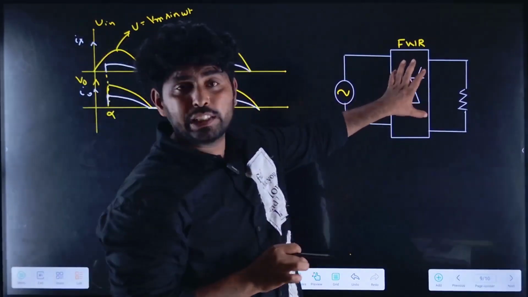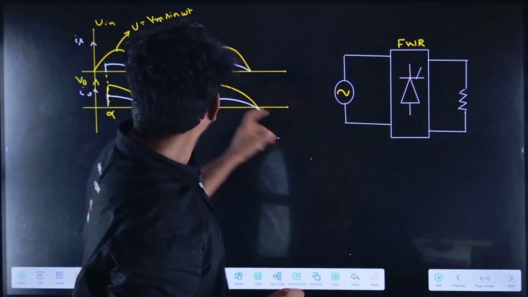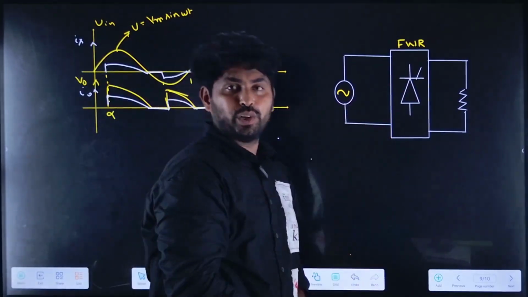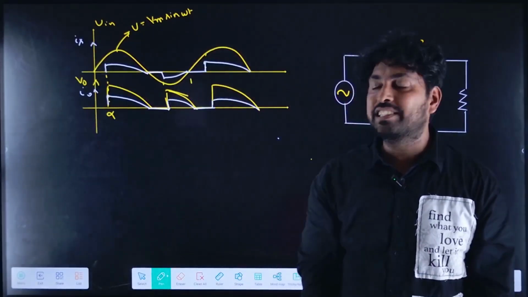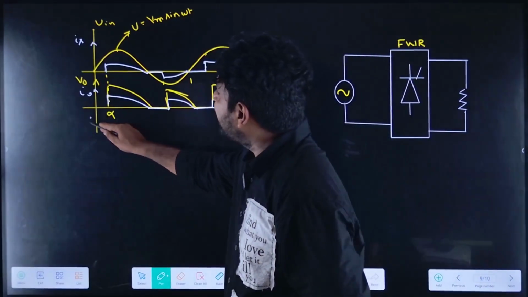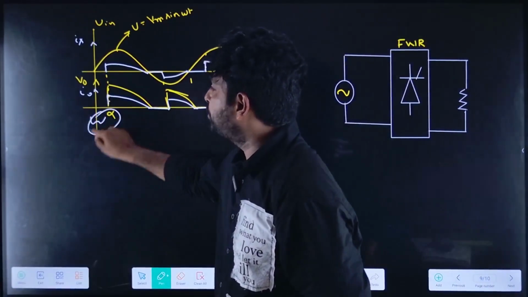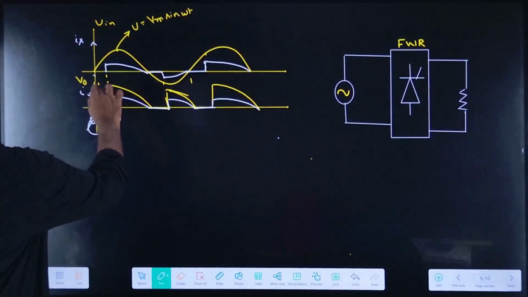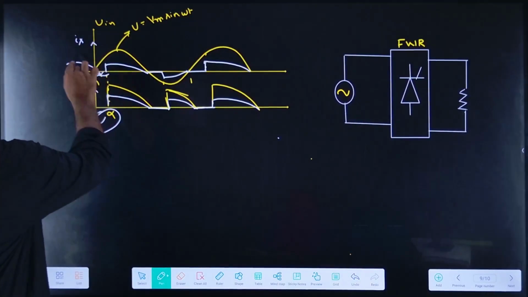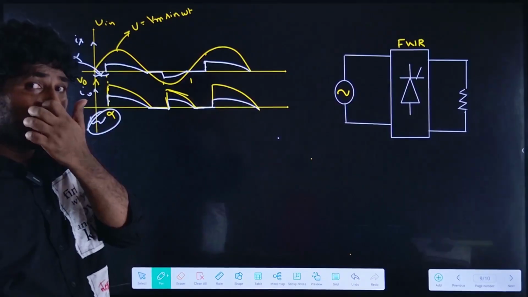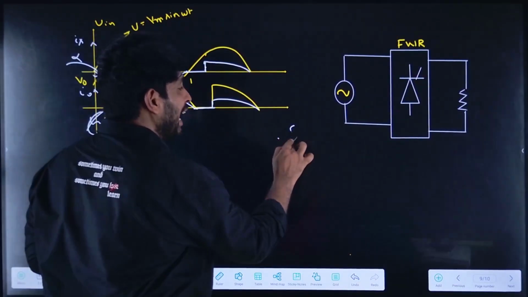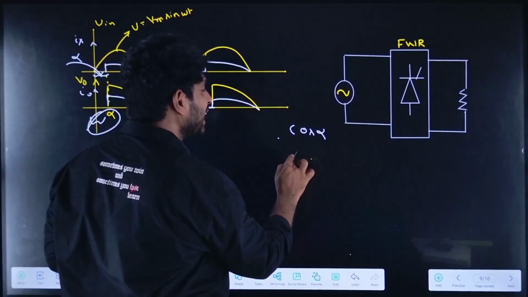If I remove this one, the voltage and current are in the same phase. But if I add the power electronic circuit, I introduce an angle in between, alpha. There is a phase angle equal to alpha. So if a phase difference is there, there would be active power as well as reactive power.